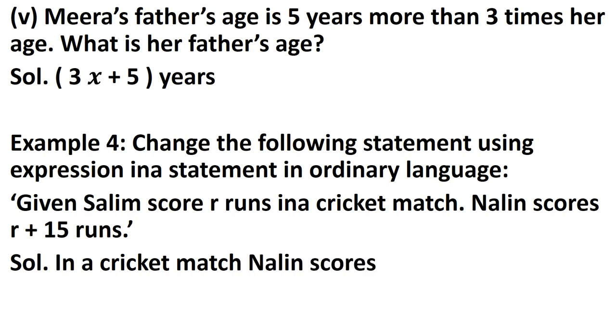In a cricket match, Nalin's score is 15 more than Salim. Simple. It is 15 more than Salim because Salim's score is R runs and Nalin's score is R plus 15. So Nalin scored more. How much? 15 more. So Nalin scored 15 more runs than Salim.